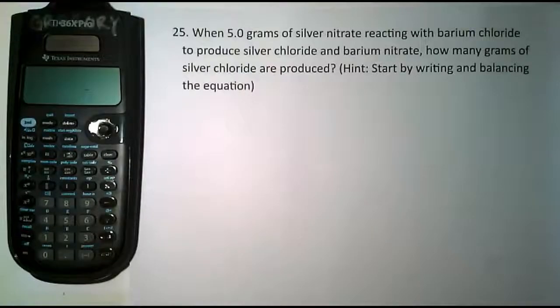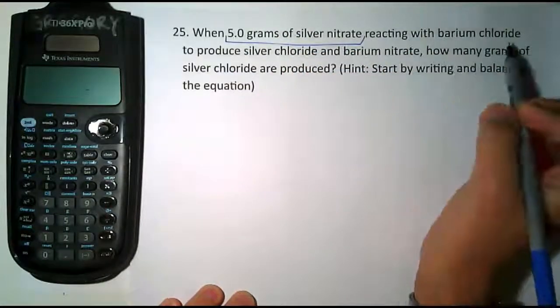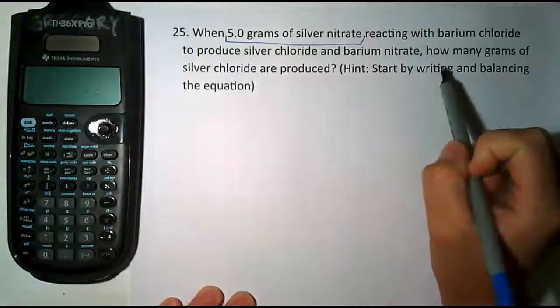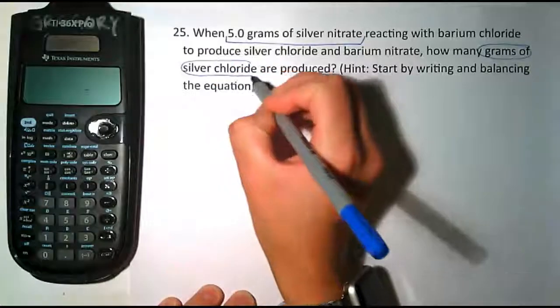In this video, we will complete Activity 6C, Stoichiometry Practice, and we'll start with number 25 and go through till the end. So, looking at number 25, it says, when 5 grams of silver nitrate are reacting with barium chloride to produce silver chloride and barium nitrate, how many grams of silver chloride are produced?